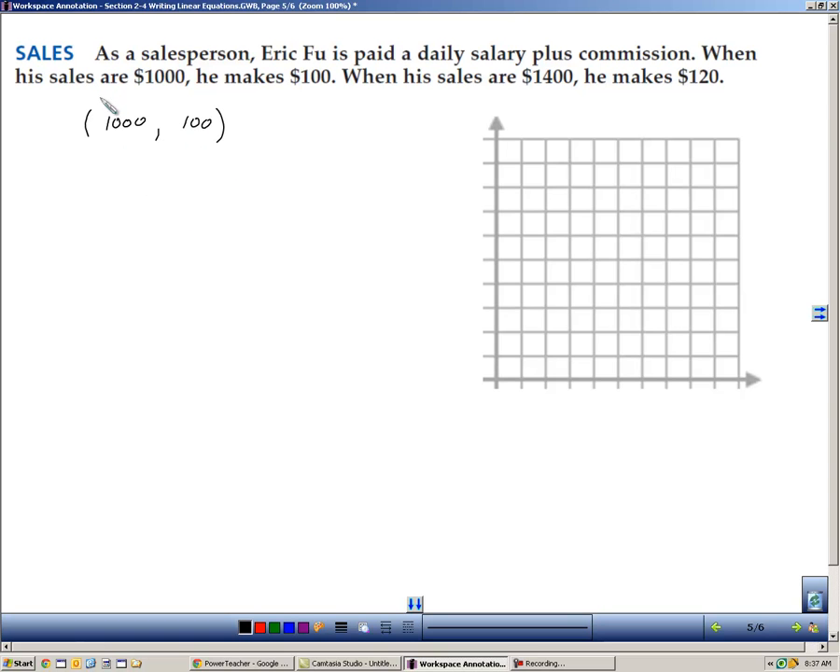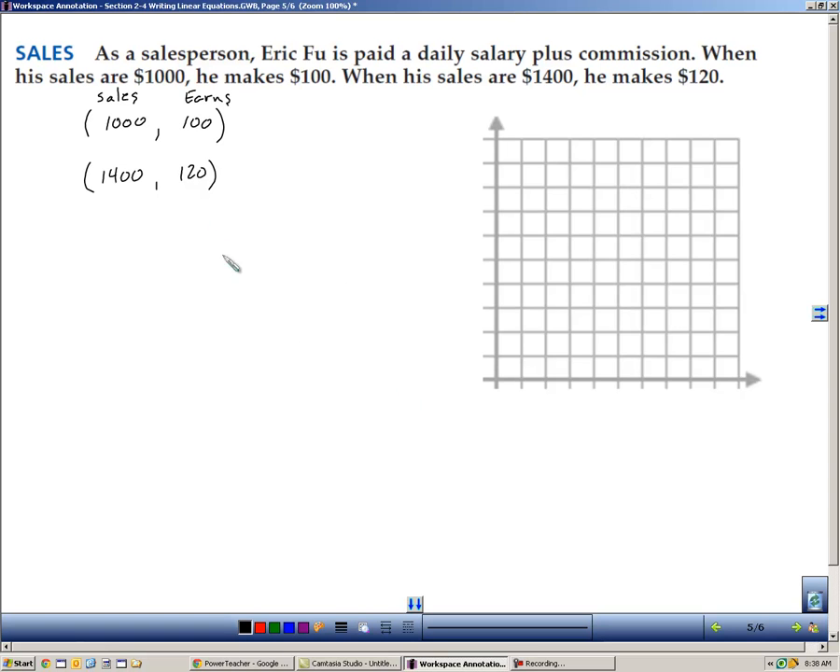So what we're comparing is his sales to what he earns. Those are the two values that we're comparing, and that's important, especially when we graph it. So when his sales are $1,400, he makes $120. That gives us two ordered pairs that we're going to graph, and we'll draw a line, and then we'll also create an equation for that.